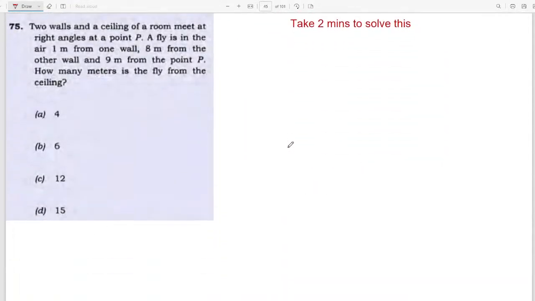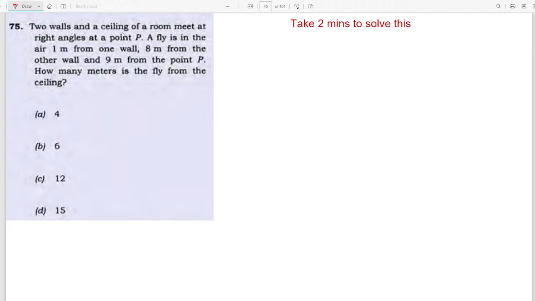So take 2 minutes to solve this question. Okay. I think I'll solve this question. If people are still solving, please let me know. If you have any doubts also, you can post it in the chat section. We'll see how to go about this question.